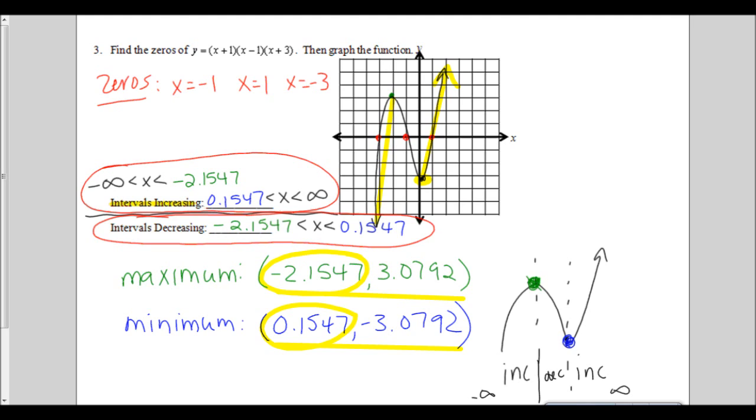To decide where I'm decreasing, that's on this branch right here. So I need the x value of my max point, and then I stopped decreasing at the x value of my min point, and I put them in.